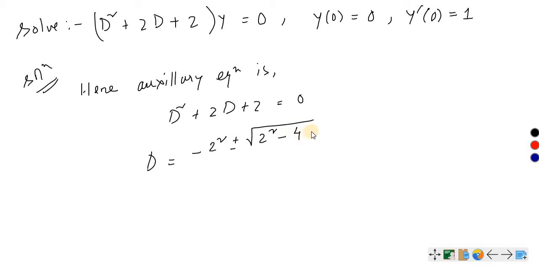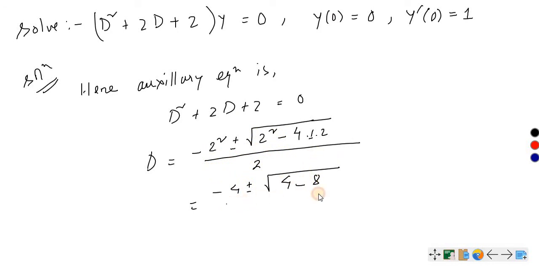Here a is 1 and c is 2, so 4 into 1 into 2, divided by twice of a, where a is 1. This is the way we solve a quadratic equation. I think you already know this. So it will be minus 4 plus minus root over 4 minus 8, by 2, which equals minus 4 plus minus root over minus 4, by 2.